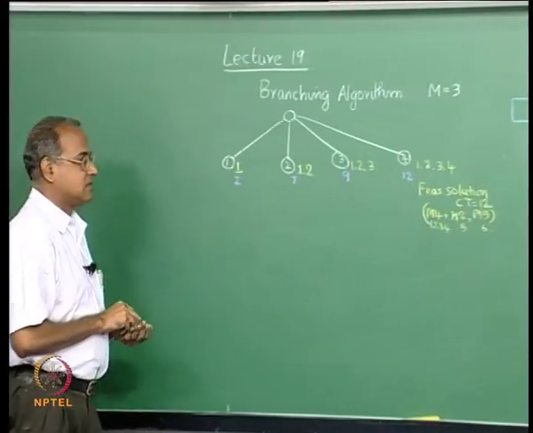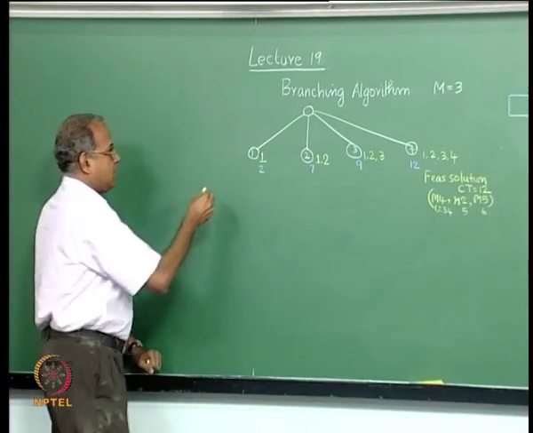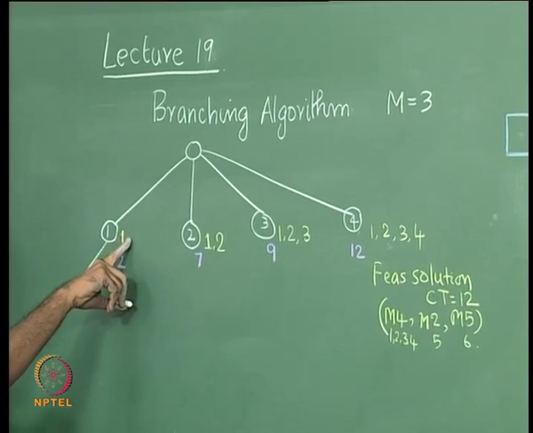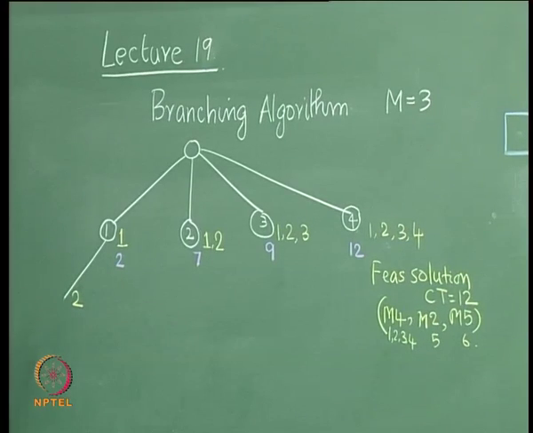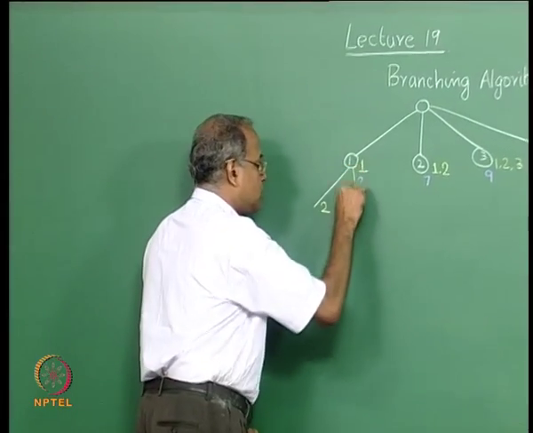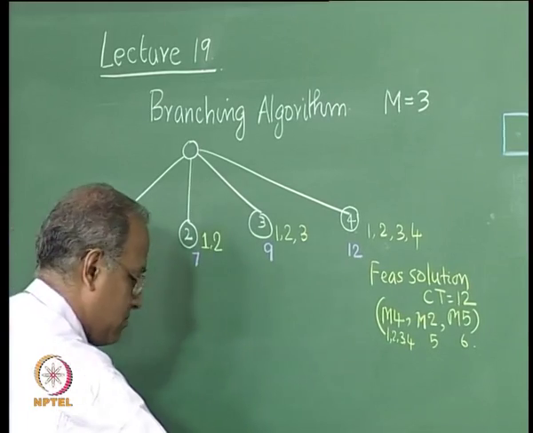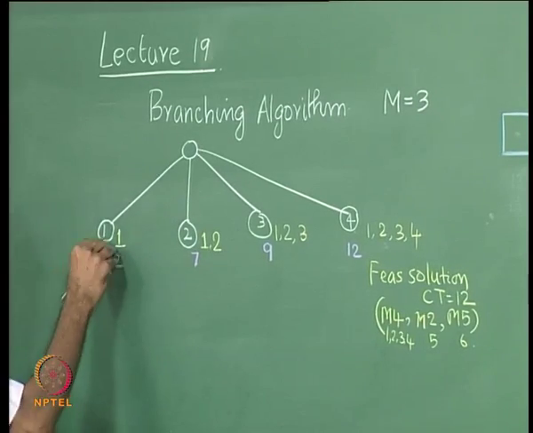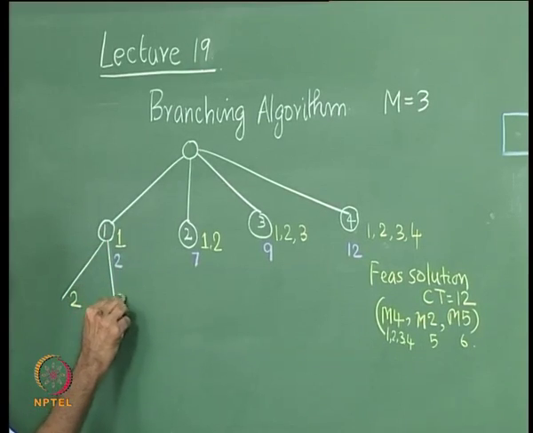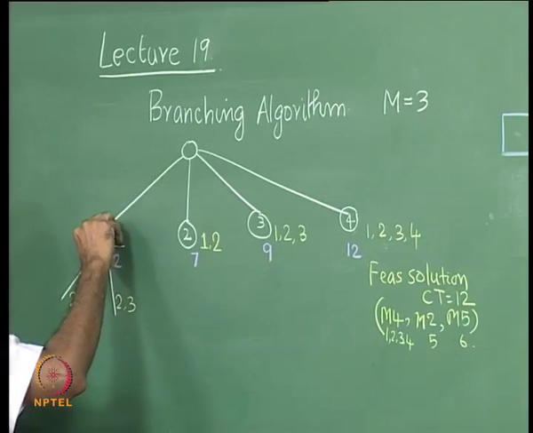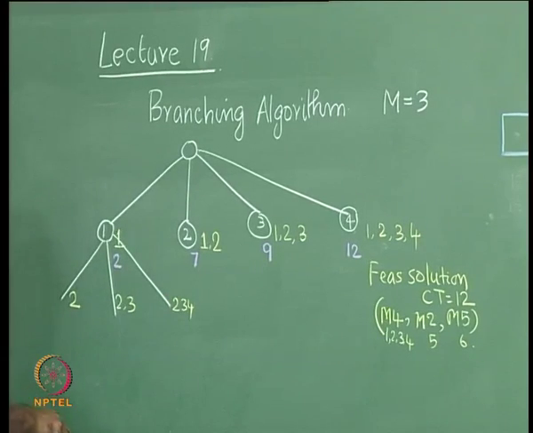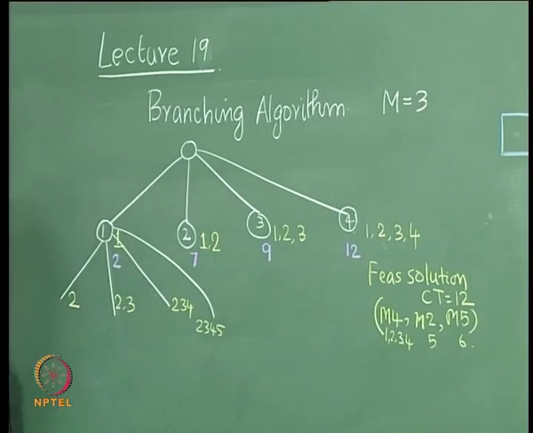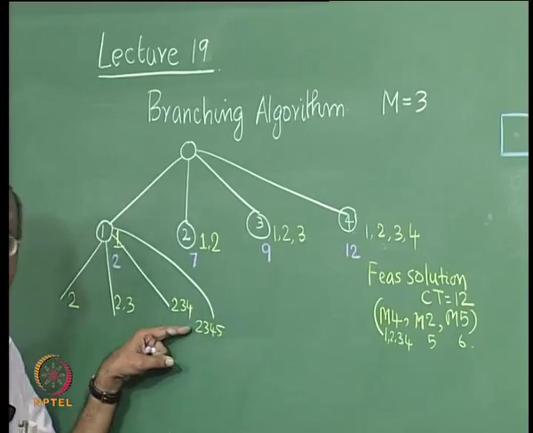So, now we go to this, and now we can branch off here further, where operation 1 is given. So, at this level I can have operation 2, which would mean at the third level I will have 3, 4, 5, 6. I could have 2, 3, and I could have 2, 3, 4, and I could have 2, 3, 4, 5. So, these are all the possibilities. Now, this would ensure that 6 will come to the third stage.